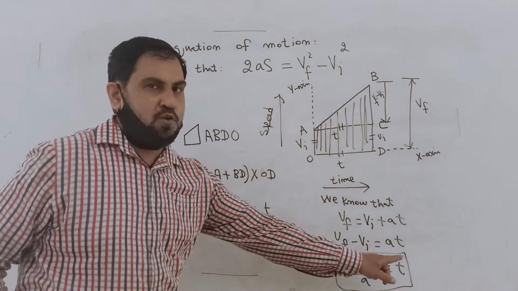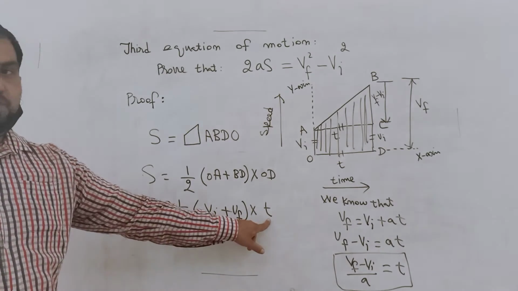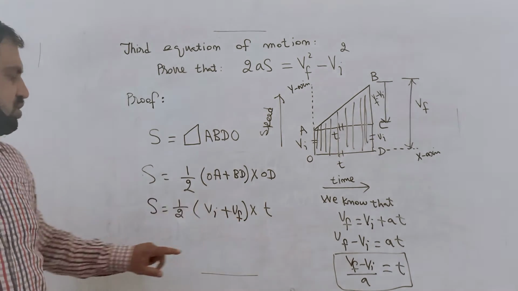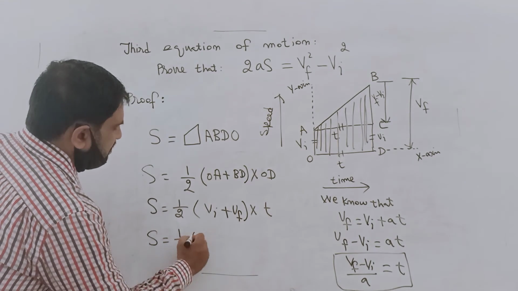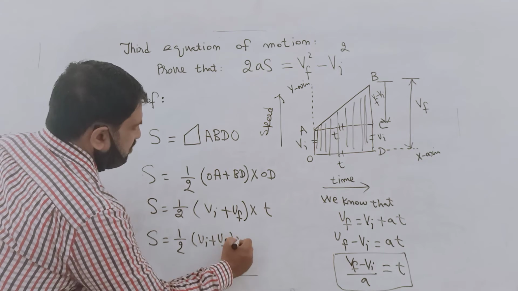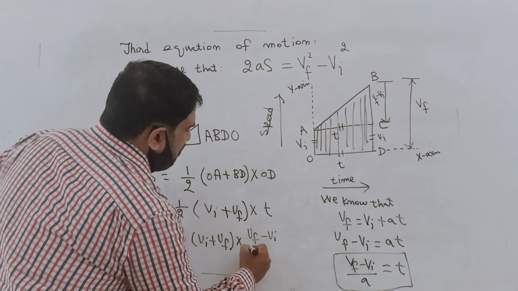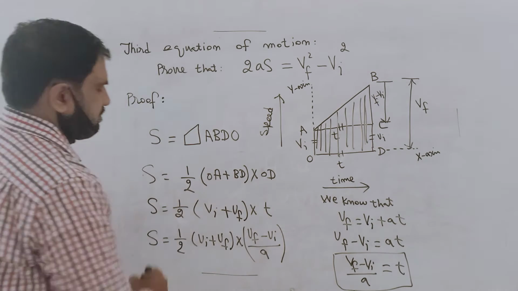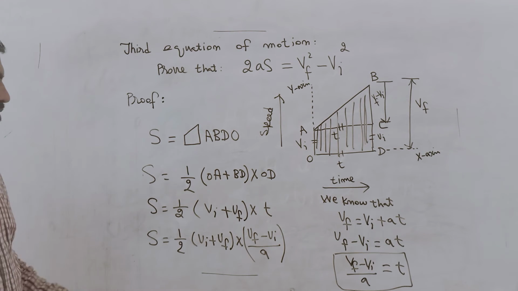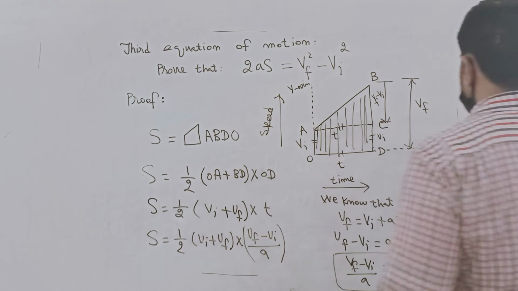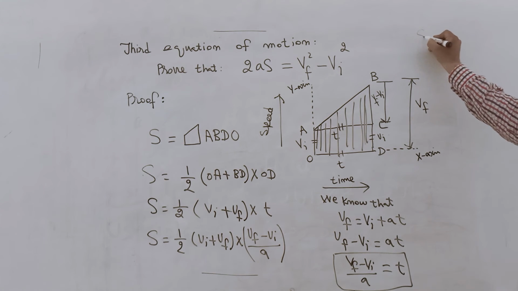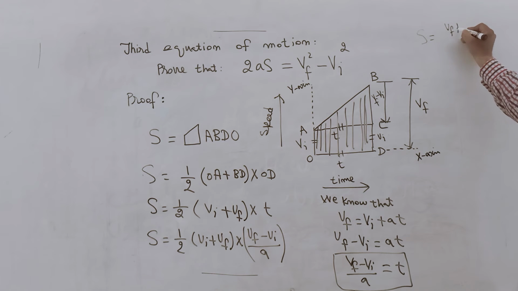Putting this value of T in place of T, S is equal to 1 over 2 into Vi plus Vf into Vf minus Vi over A. Two multiplied with A, so it becomes S is equal to Vf plus Vi into Vf minus Vi over 2A.